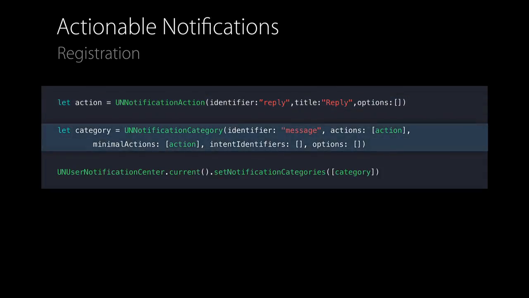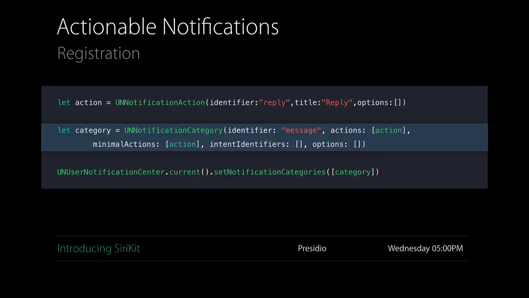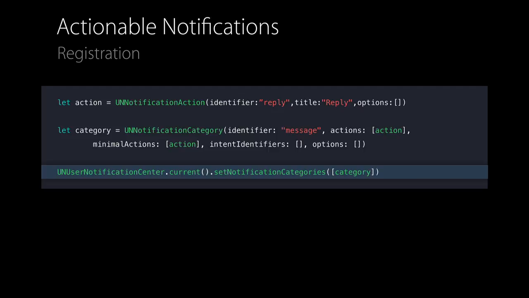Now, all your actions need to be associated with categories. The category requires a unique identifier. You give it all the actions you want. You can also provide now some intent identifiers. For more information about intents, you can attend the Introducing SiriKit session. There are also some options that you can provide for the category. We will talk about one of them in a few moments. Now, once you've created all your actions and all your categories, the only thing you need to do is to register them to the UN User Notification Center object associated with your application.